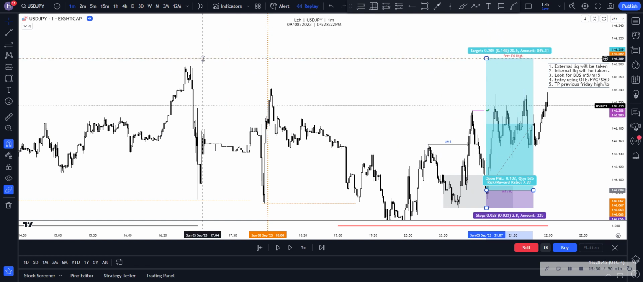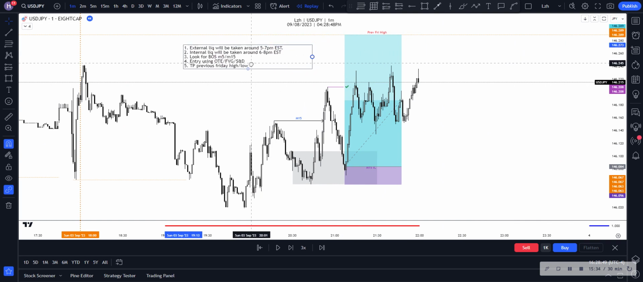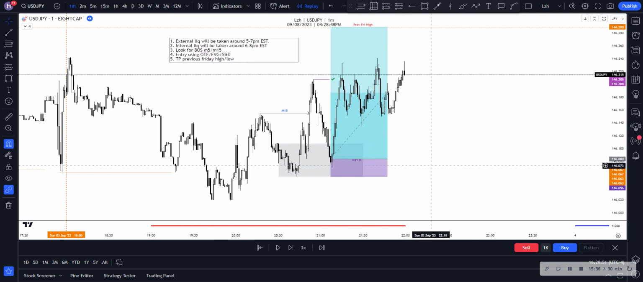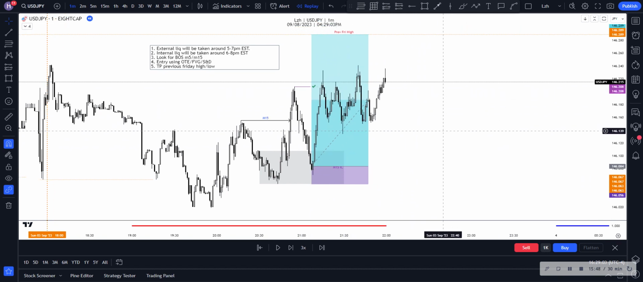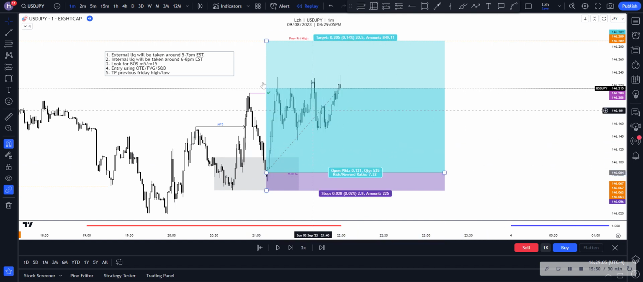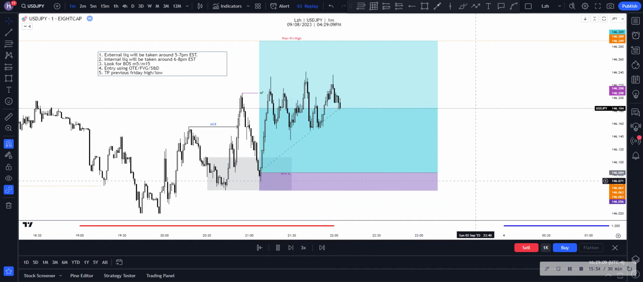So target will be the previous Friday high. As you can see, before 10 o'clock, the first low hanging fruit has been met, and price just ranges towards the London kill zone. So we're going to play this candle here.